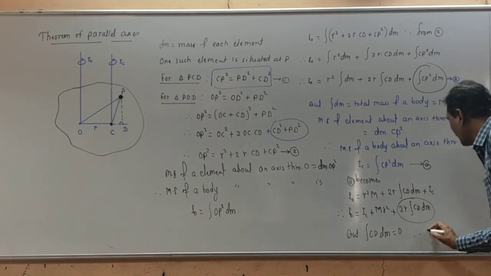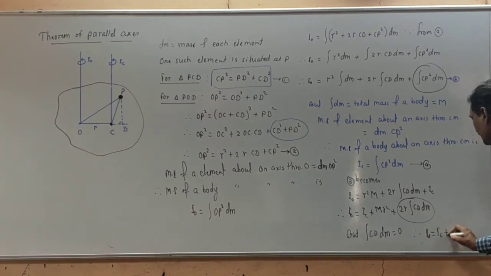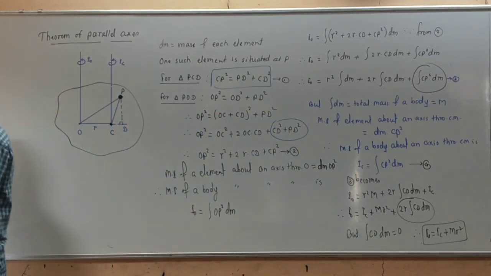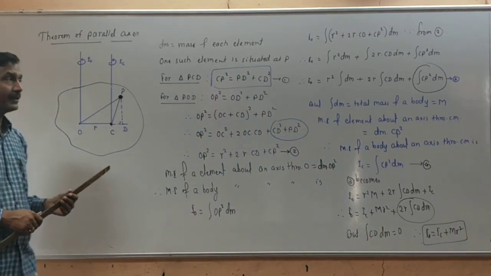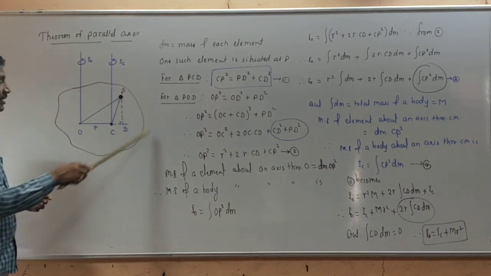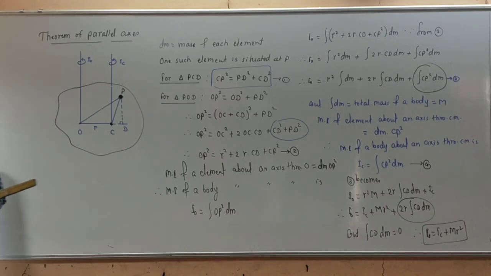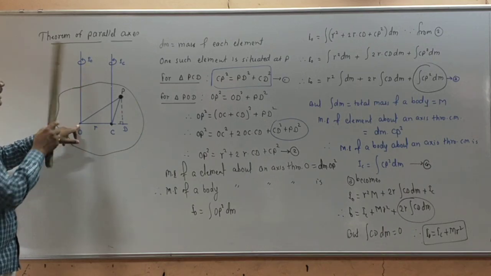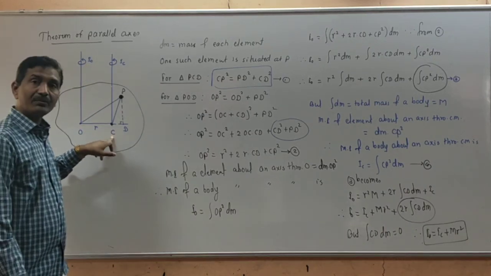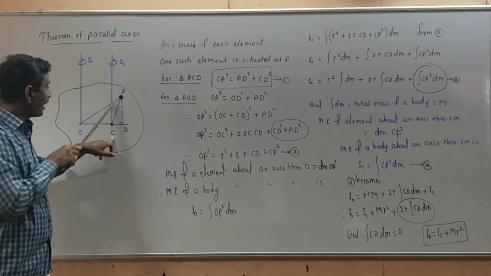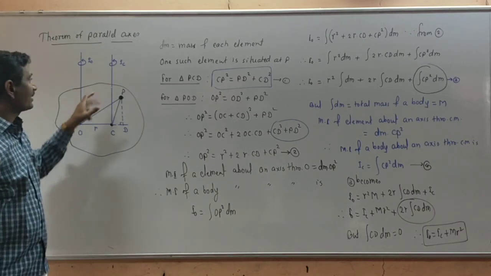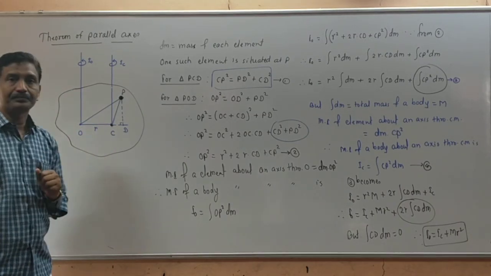And therefore finally we get IO equal to IC plus MR square. So this is the proof of parallel axis theorem. See the important steps. We consider a rigid body of any shape. That rigid body is rotated about an axis passing through any point O and perpendicular to plane, and the moment of inertia is denoted by IO. C is the center of mass of this rigid body. Axis passing through the point C and perpendicular to its plane, then moment of inertia is IC. So these two axes are parallel to each other. Distance between them is R.